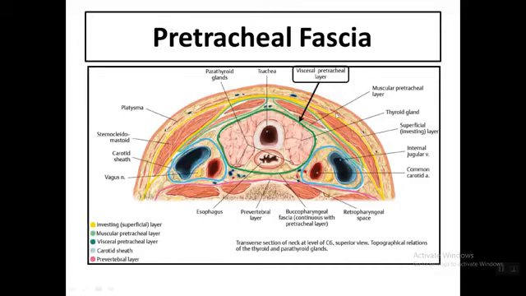This is a transverse section in the neck، يعني مقطع عرضي بالرقبة، وقاعد نشوف أن هذا اللي هو باللون الأخضر هو ما نسميه the pretracheal fascia. This is a thickening of deep fascia surrounding the thyroid gland and connecting it to the larynx and the trachea at the midline.